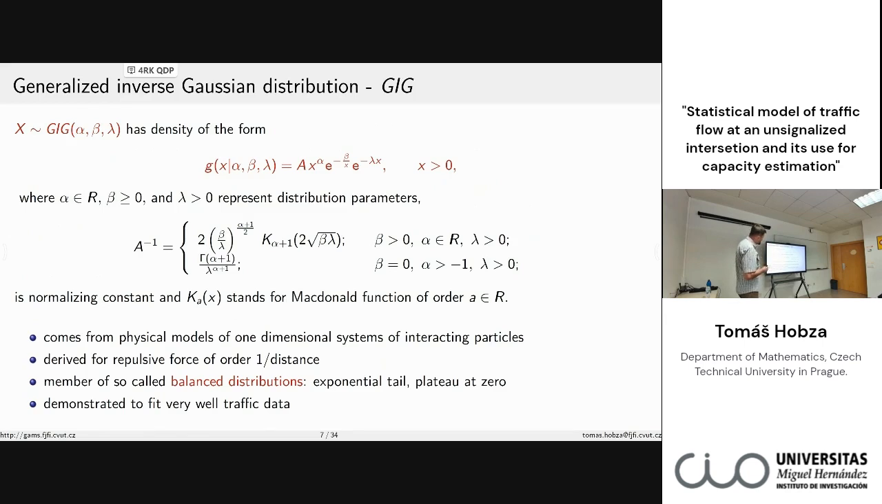And it is a member of so-called balanced distributions, a special kind of distributions which have an exponential tail and have the plateau at zero. I will show it on the next slide. And it was demonstrated to fit very well to traffic data, to data from highways, from crossroads, from villages and so on. So we will assume this distribution as the basic model for clearances on the main road.